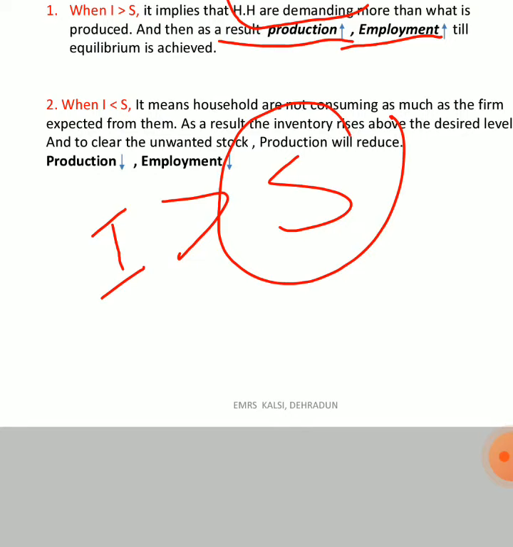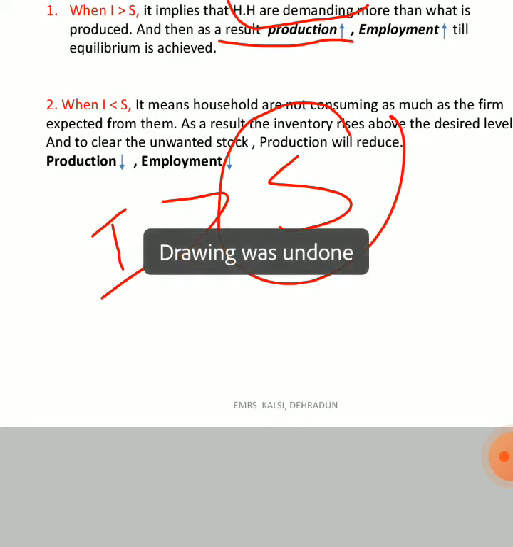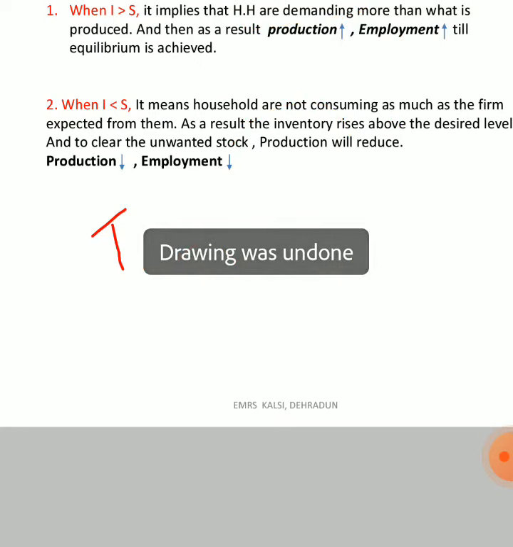So what will the economy do in this situation? If investment is greater than savings, it means the people are spending more. So in order to maintain the balance, in order to be in equilibrium, the producer will produce more. And if the production increases, the employment level also increases, but only till the point when both are equal. Now the second condition, the second readjustment, is when investment is less than savings.